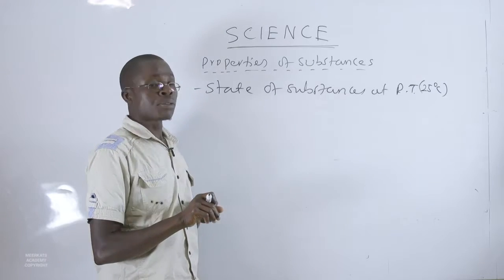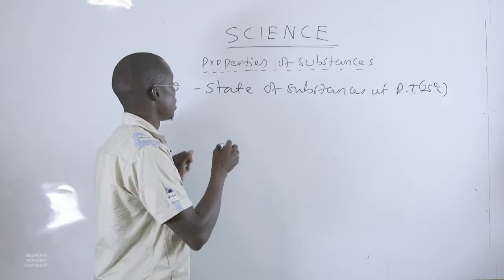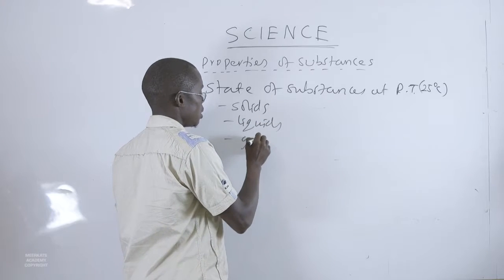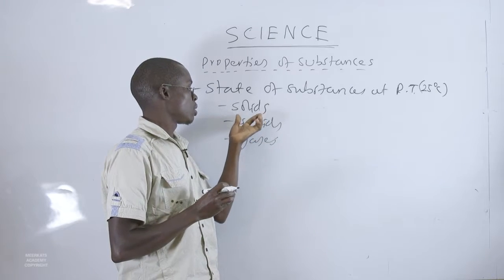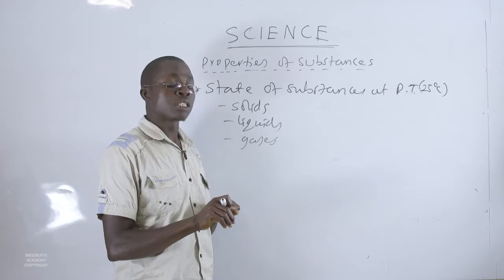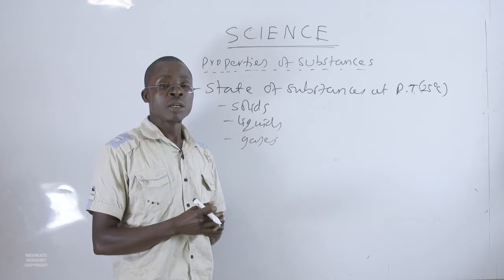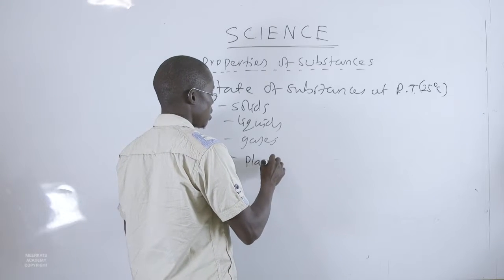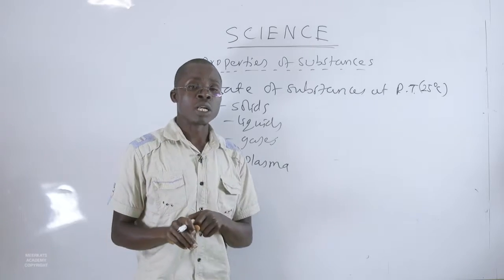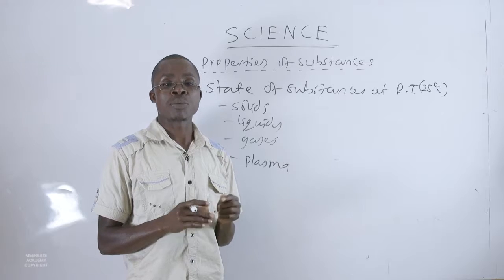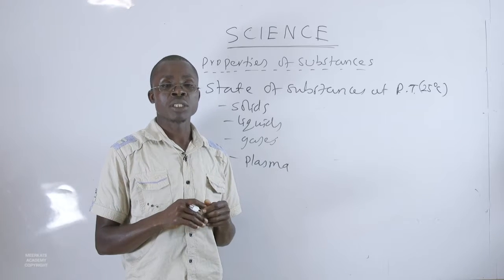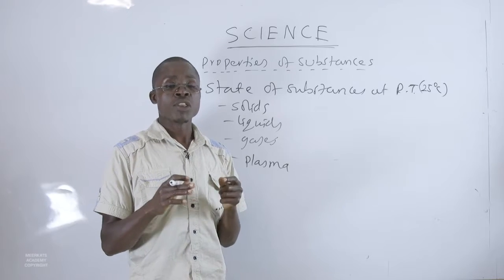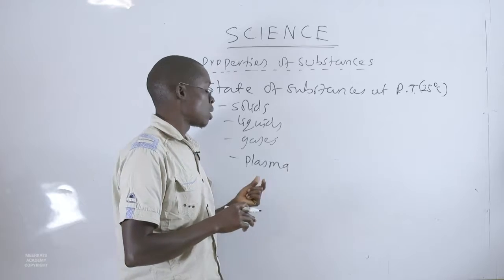As I said earlier, substances can be categorized into three states of matter: solids, liquids, and gases. There is also another state of matter that we don't have here on Earth, but it exists on other planets, and that is plasma. If you are to get it on Earth, it will be during very powerful sparks, like maybe during lightning, or if you build a machine that produces such sparks, then you can talk about plasma.